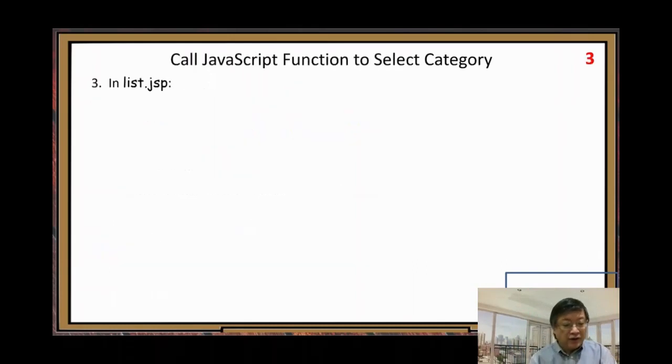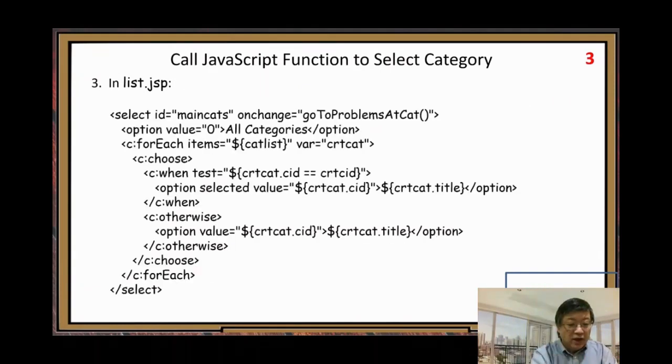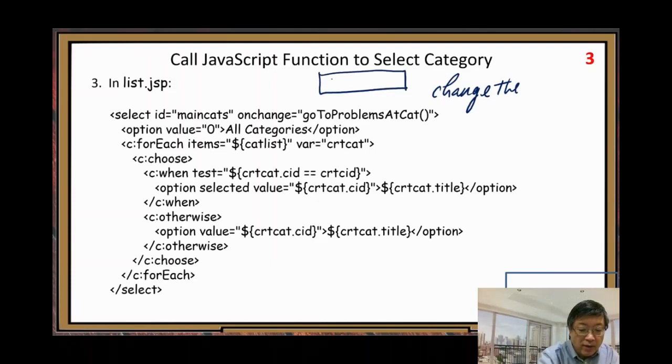First, in the list.jsp, the GUI part, what do we need to do? First, the drop-down list, I changed the drop-down list. If you look at our old version, I changed the all category drop-down list. Remember? So there is an all category drop-down list. We have that, right? I changed the drop-down.